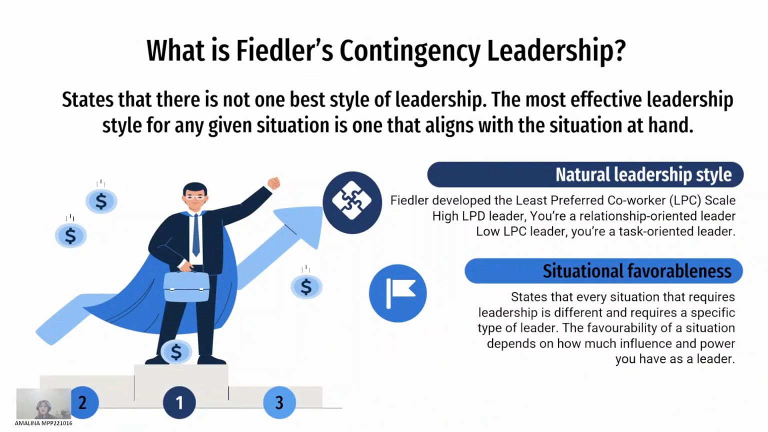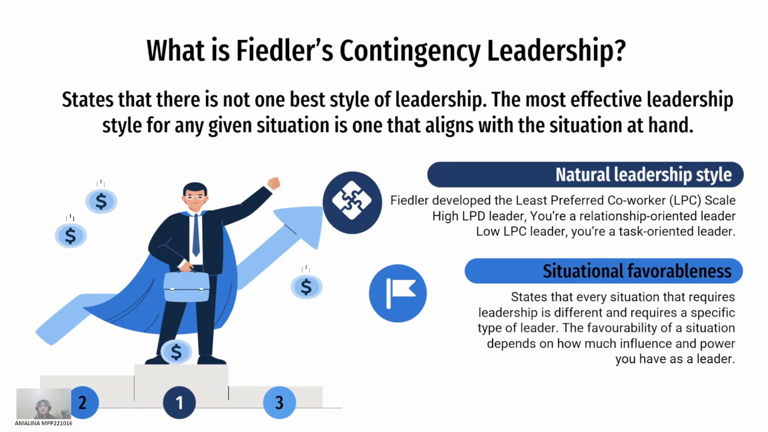What is Fiedler contingency theory? Fiedler contingency theory, also known as Fiedler contingency model, states that there is not one best style of leadership. Rather, the most effective leadership style for any given situation is one that aligns with the situation at hand. Fiedler determined that a leader's ability to succeed rests on two factors. First is natural leadership style. Number two is situational favorableness.